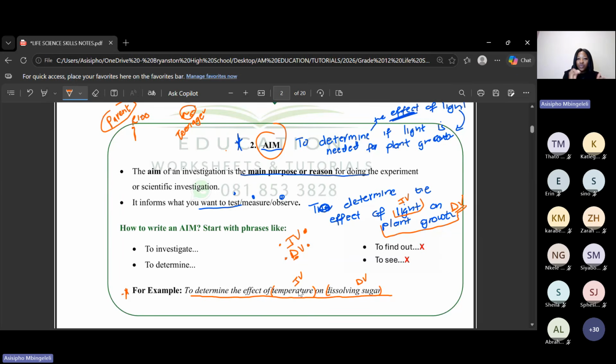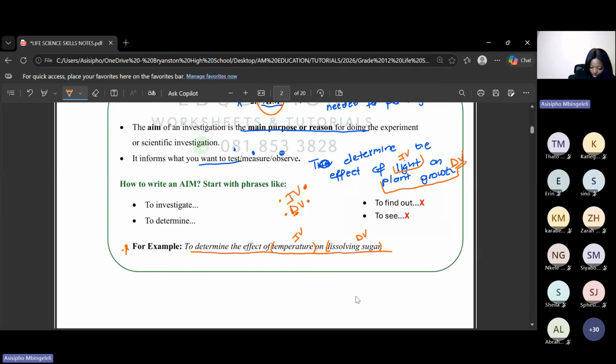So this is very, very important, right? I'm going to write the last one and then we move. So I'm going to say, to determine the effect of light intensity on the rate of photosynthesis. If you are ready to answer, just raise your hand and I'll note you.